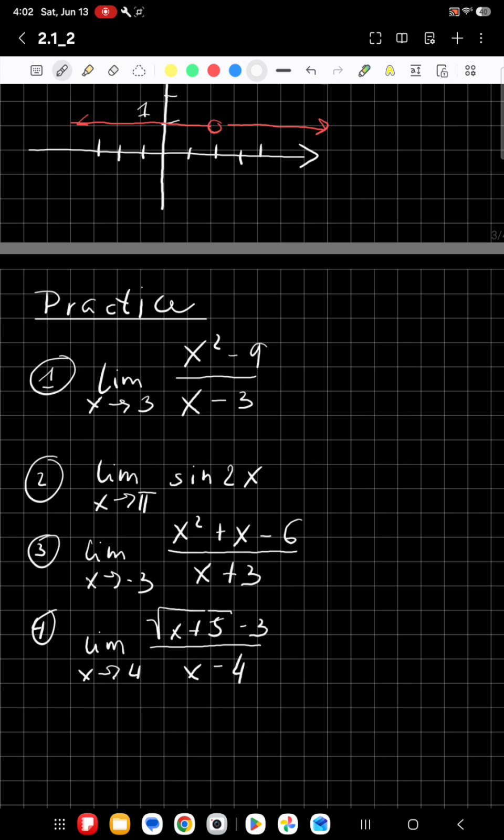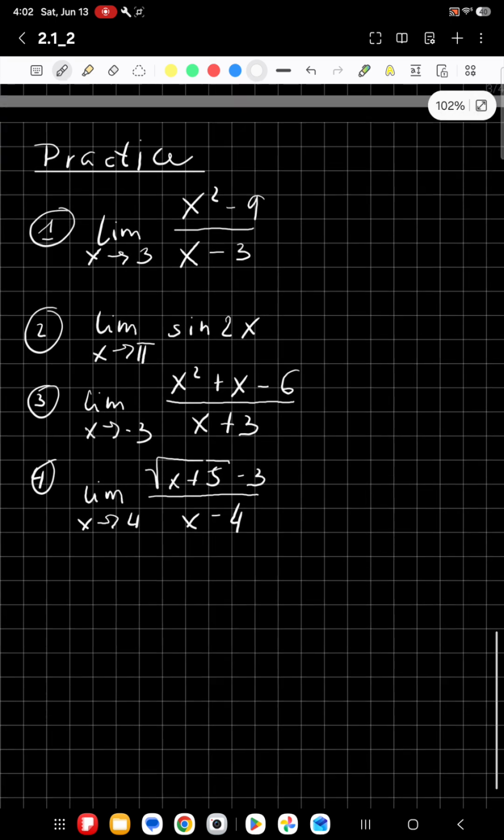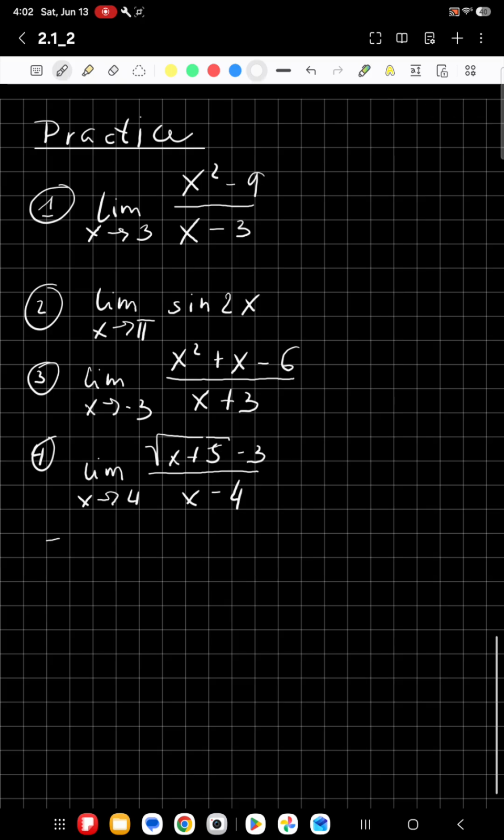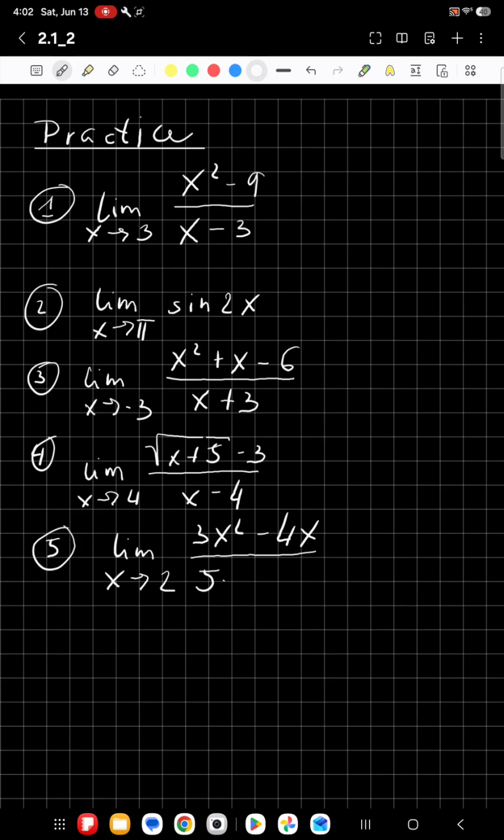And the last problem, problem number 5. We have a limit with x approaching 2, and I have 3x squared minus 4x on top, and the bottom is 5x cubed minus 36.